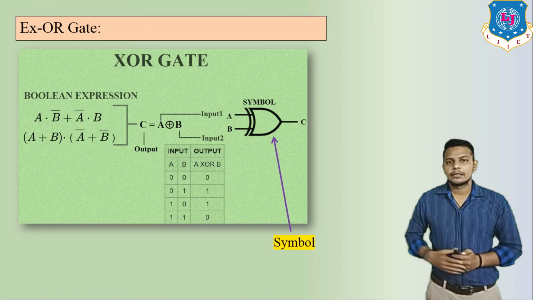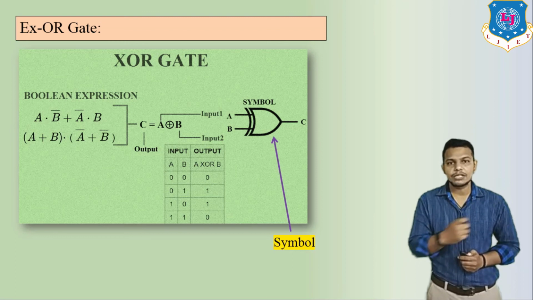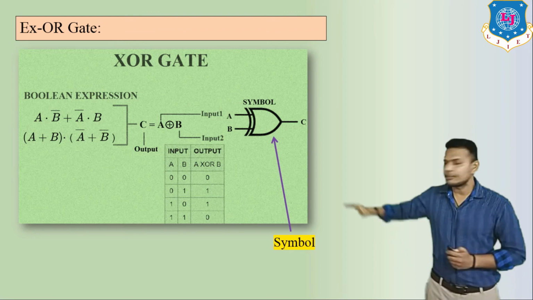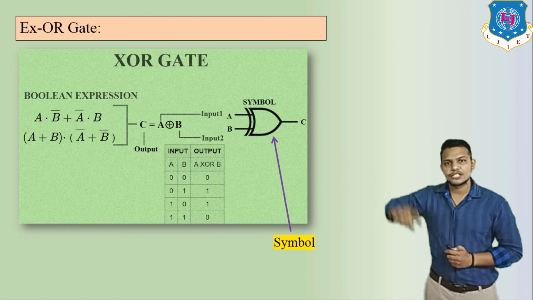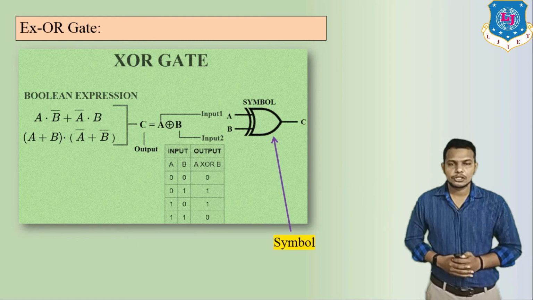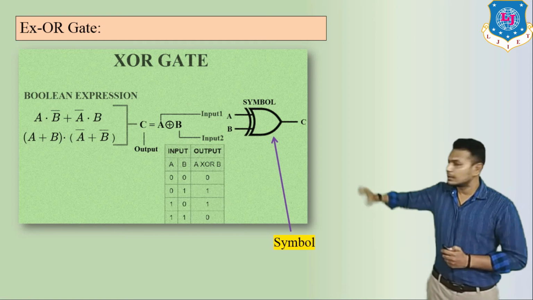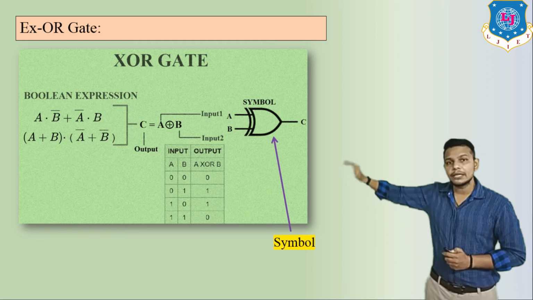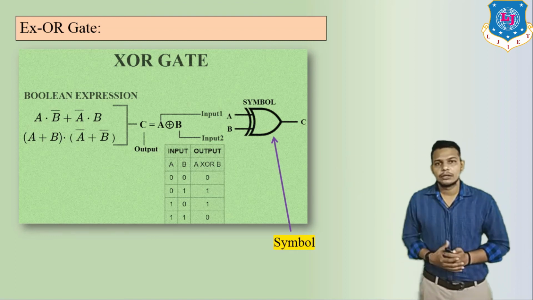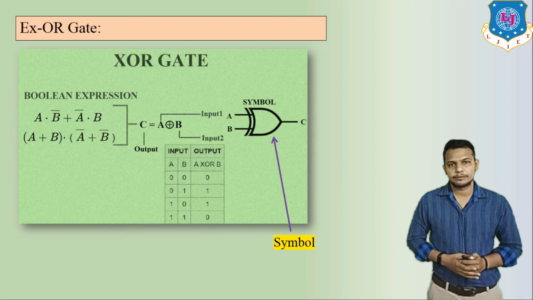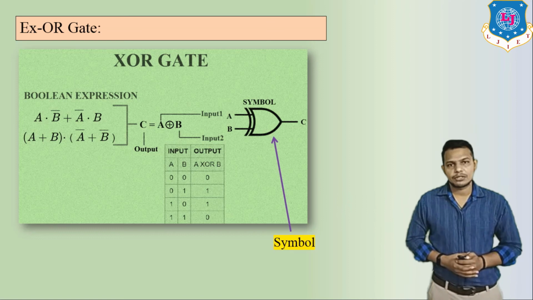Now its Boolean expression. Here we can see C is equal to A exclusive OR B. There is one symbol between A and B, that is known as the exclusive OR symbol. So we can say A exclusive OR B, or we can say C is equal to A into B bar plus A bar into B. That is your exclusive OR Boolean expression, and through this expression we can work out its possibilities.